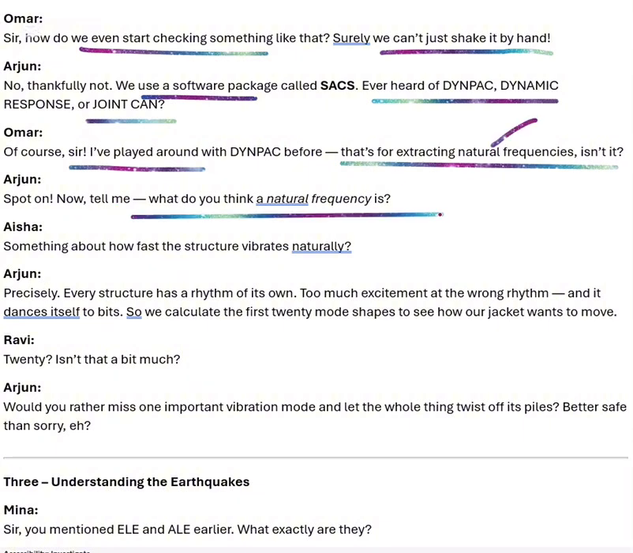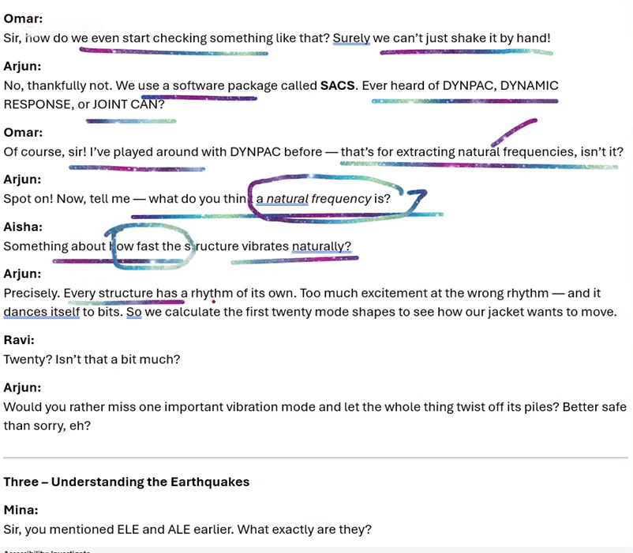Now tell me, what do you think a natural frequency is? Something about how fast the structure vibrates naturally. Precisely. Every structure has a rhythm of its own. Too much excitement at the wrong rhythm, and it dances itself to bits.